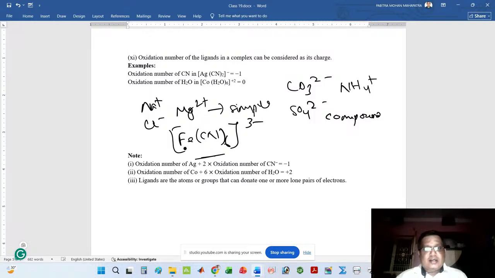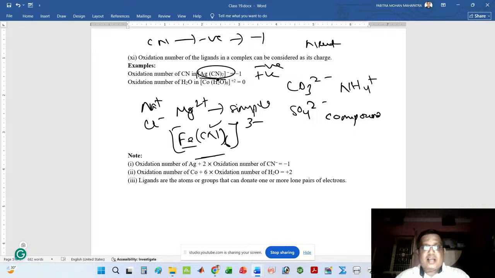In this case, CN is the ligand and Fe is the central atom. I will explain this clearly in coordination chemistry. For this chapter, only remember that here a complex radical is given, Ag(CN)2 -. In this complex radical, CN is the ligand, and ligands are of three types: negative ligand, positive ligand, and neutral ligand. Here CN is a negative ligand and it carries the charge -1. CN is the radical and it carries the -1 charge.